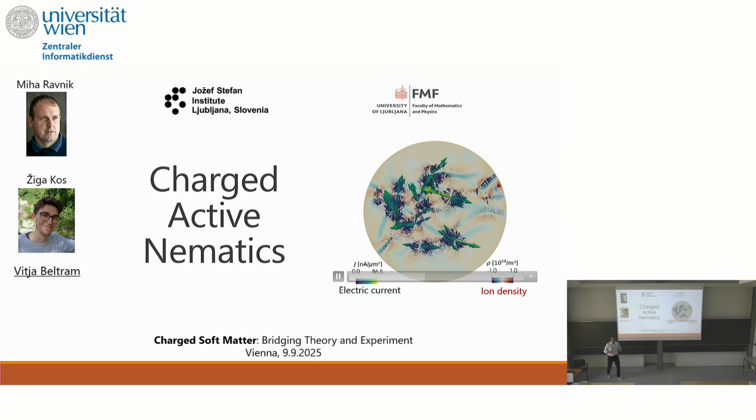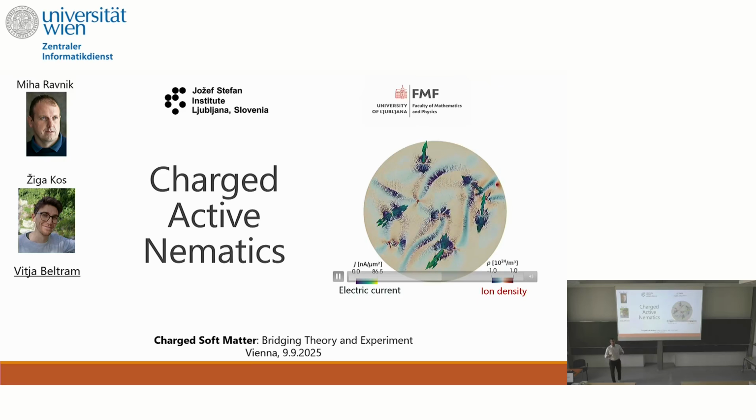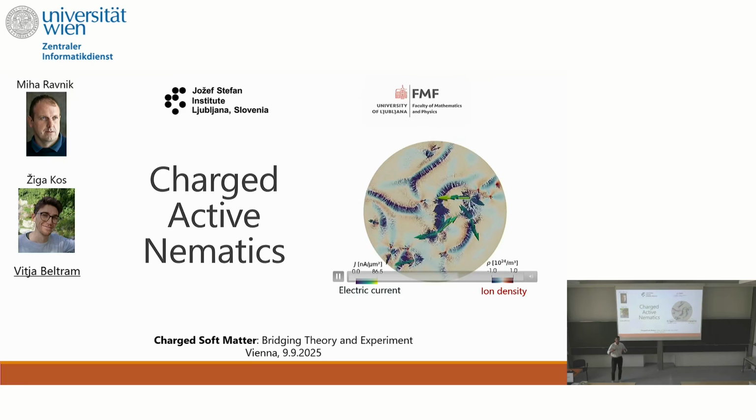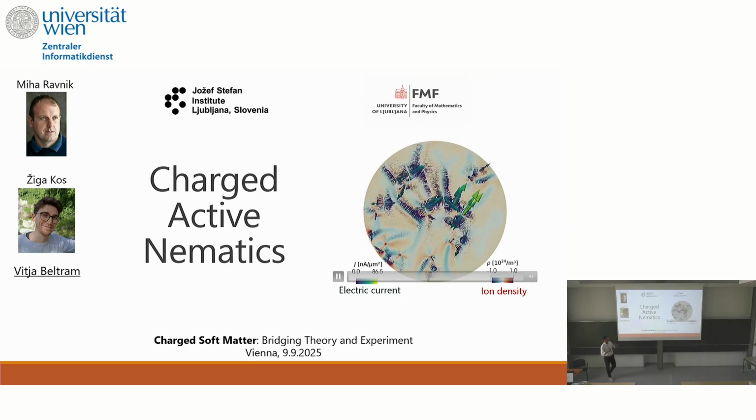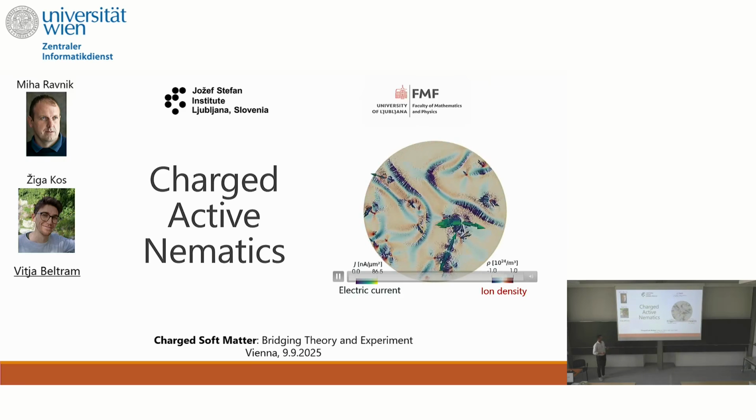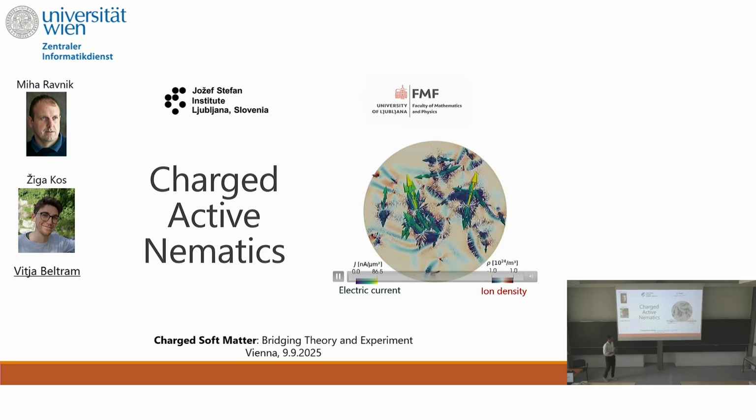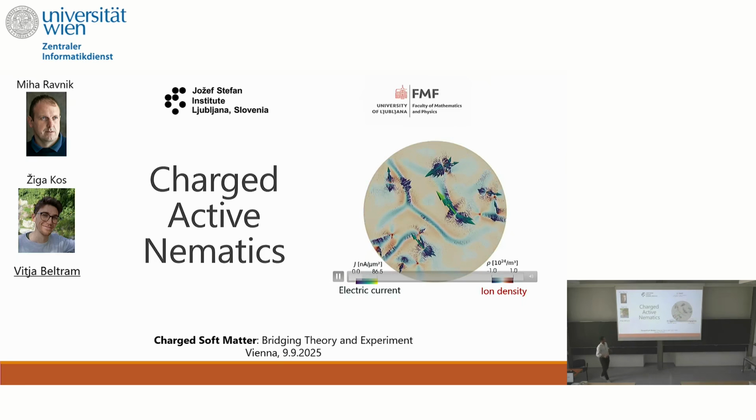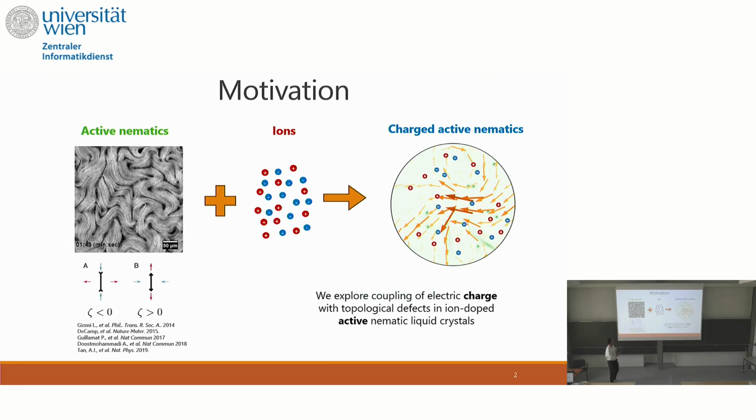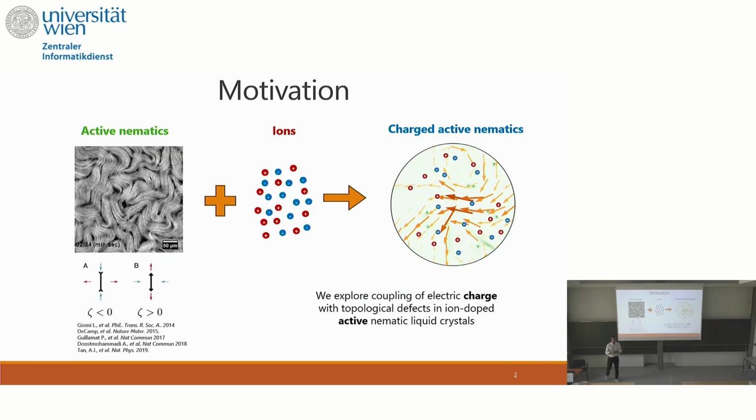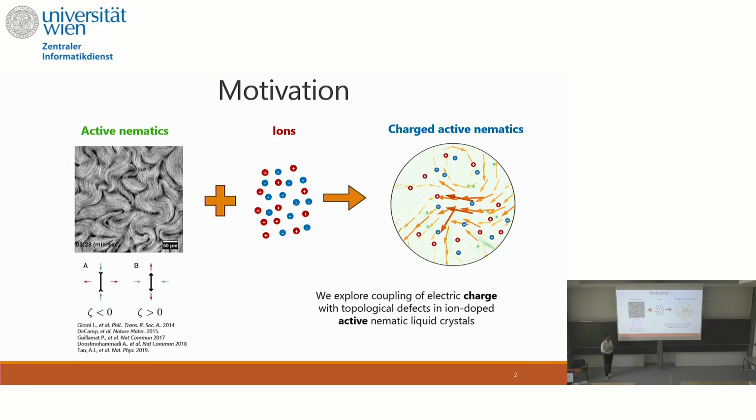But today I want to tell you a story about how one could, in principle, build a machine that could produce electricity. So if one could build a machine out of charged active nematics that could produce electricity. But first, let's start by defining our system. So on one hand, we have active nematics. I will explain them a bit more in a minute.